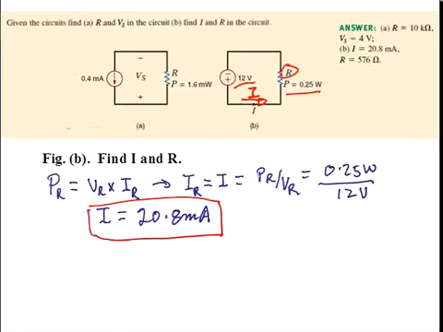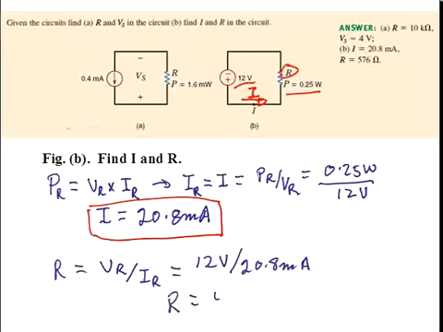And then we are asked to solve for the resistor value. We can say that R is equal to V sub R divided by I sub R. V sub R is the same as the source voltage of 12 volts divided by the 20.8 milliamps we just calculated, or R is equal to 576 ohms.